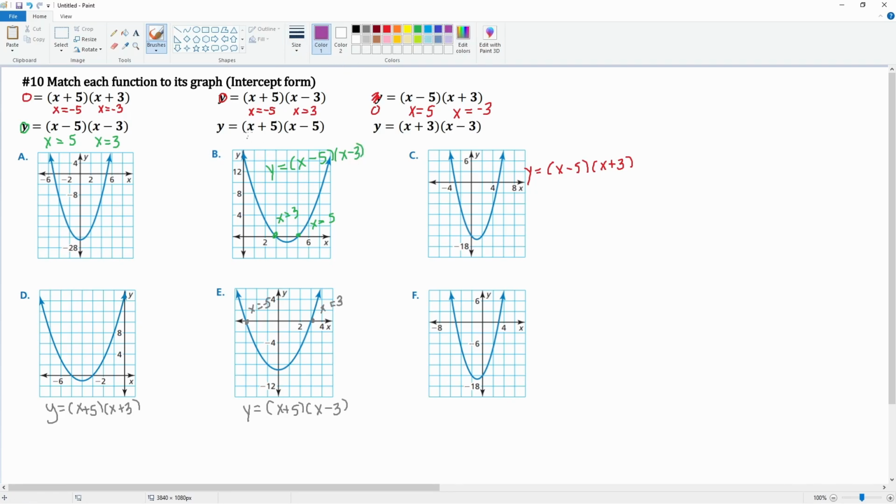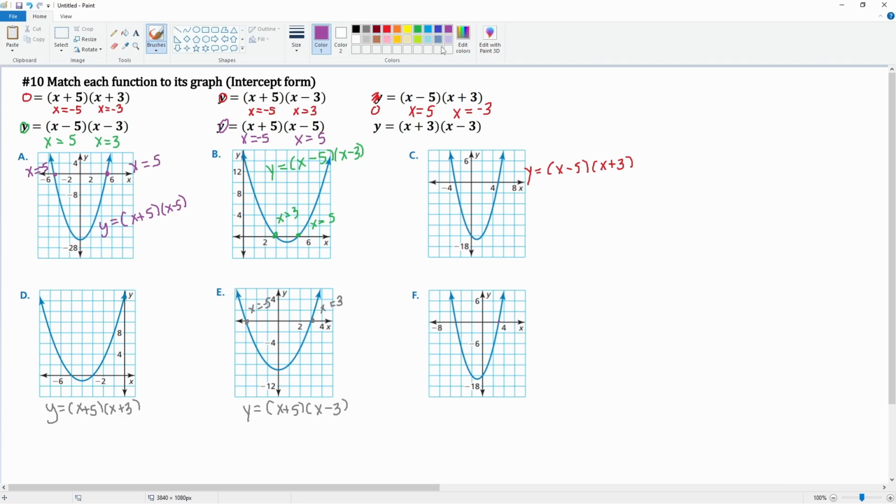Next one, make this purple. Set this equal to 0. X is equal to -5 and x is equal to 5. Which one would that be? Let's see, this one? Nope. This one? X is equal to 5, and right here, x is equal to -5. Yep, so it would be this one. Y is equal to parentheses x plus 5, and x minus 5.